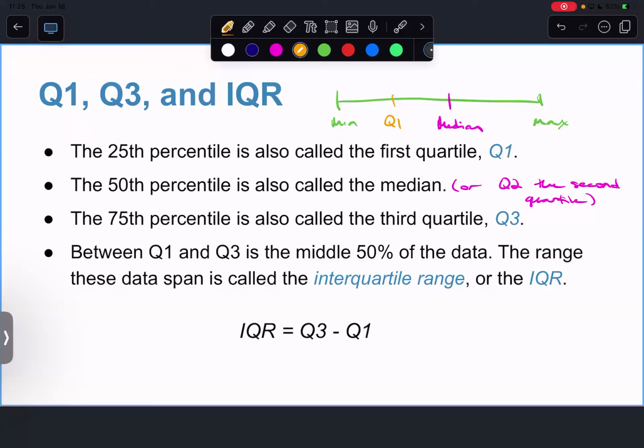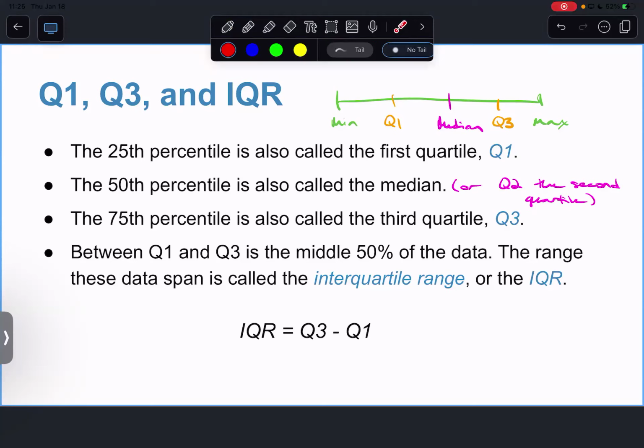How about the third quartile? I think we've got the idea now. How about here? 75th percentile, third quartile. So now I've got 3/4 of the data below this point, and the remaining quarter above this point. So here's my Q3, the third quartile.